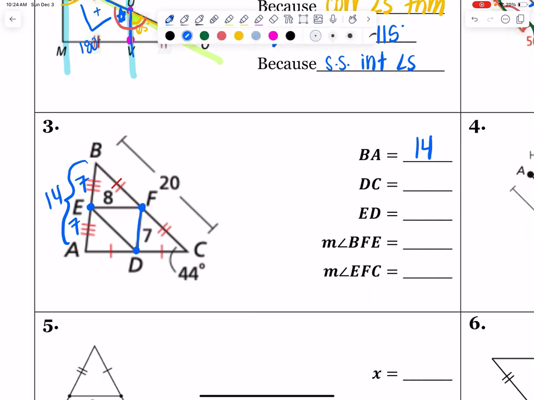How do I find D to C? D to C is parallel to E to F, which is 8. And so that small piece must also be 8. Those are congruent segments, so they have the same length.